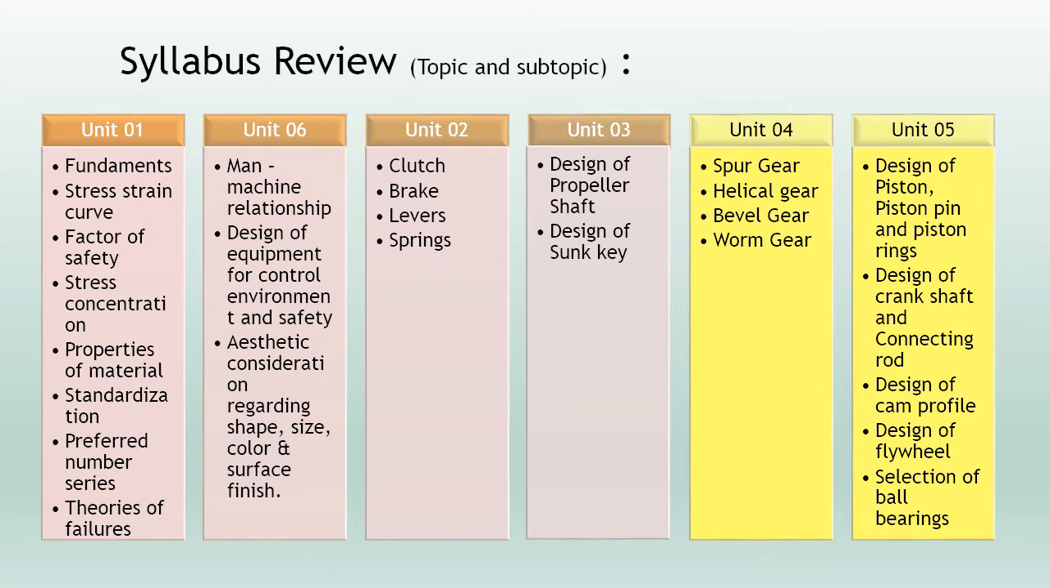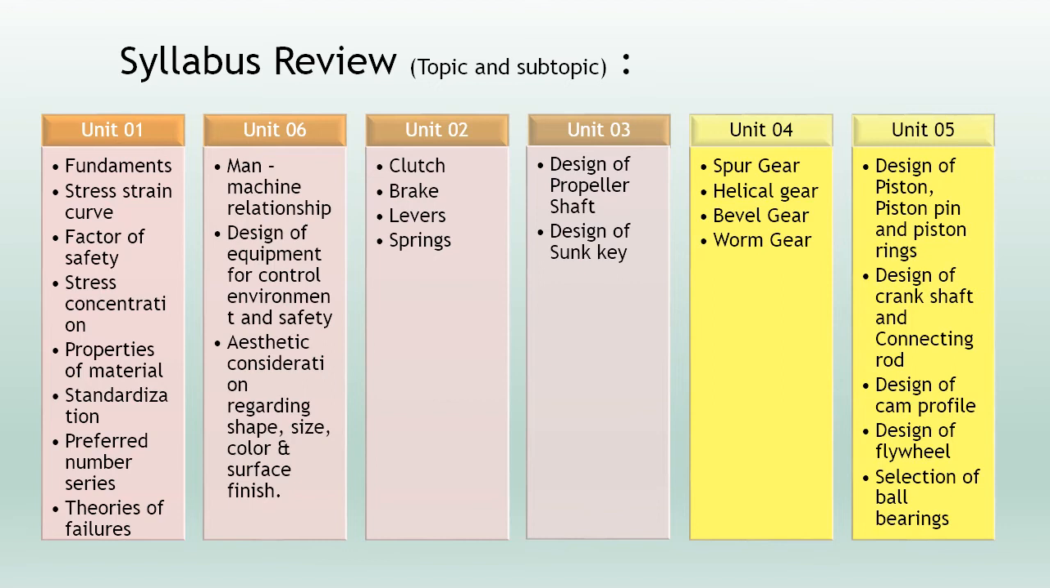So try to recall some previously completed units. In unit number first, we have looked into the fundamentals, stress and strain curve, factor of safety, the stress concentration, how it will occur, what are the remedies for stress concentration. Then we go through the properties of material. Then there are some concepts like standardization, preferred number series. Also we have completed the theories of failures in unit number first.